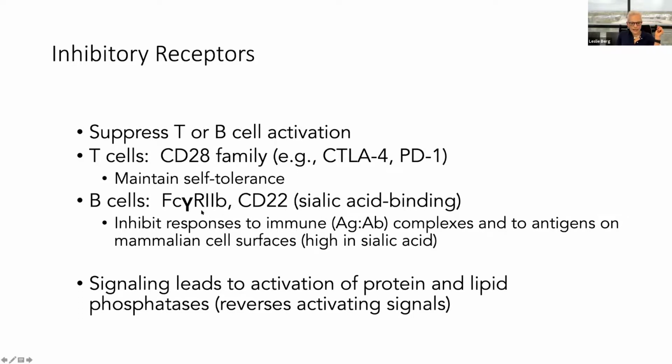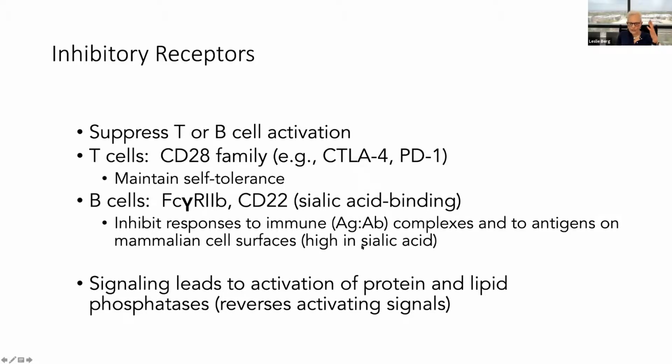In B cells, we have a receptor for Fc gamma, the Fc portion of immunoglobulins. There's another inhibitory receptor that binds sialic acid. And the general thinking about these inhibitory receptors is that if there's already antigen, a pathogen bound to antibody, you want to shut off your B cell because it's not needed. There's already other B cells responding, making antibody. So this receptor binds antigen-antibody complexes and shuts off the B cell.